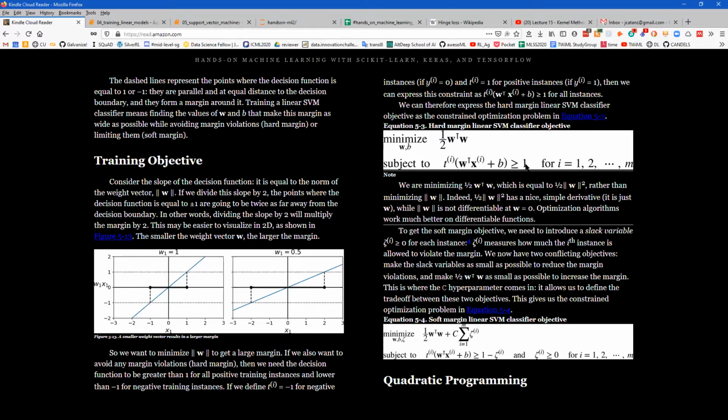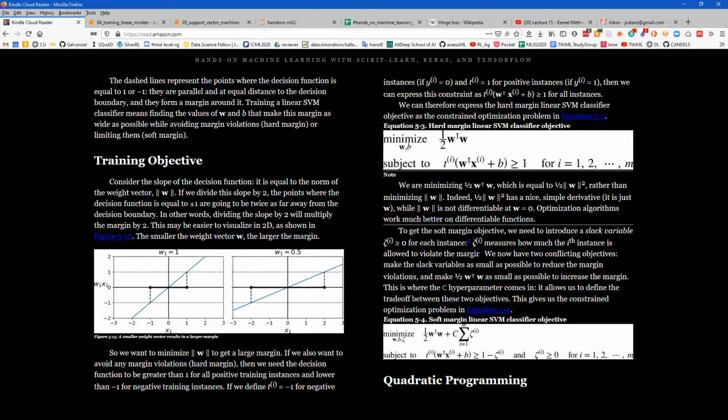Right. And I presume that the choice of 1 can be justified by rescaling the data in some way, so that it can always be done to make a street of width 1. But anyway, that's the hard margin problem, and now he talks about how some problems will not have a solution. There won't be a street that cleanly separates all the positive and negative classes. And so in that case, you can still do this problem.